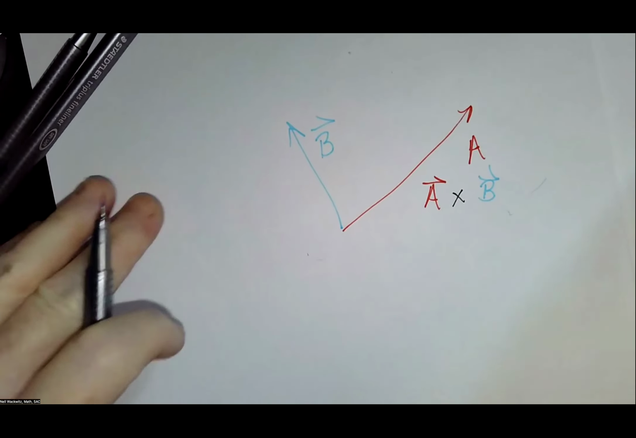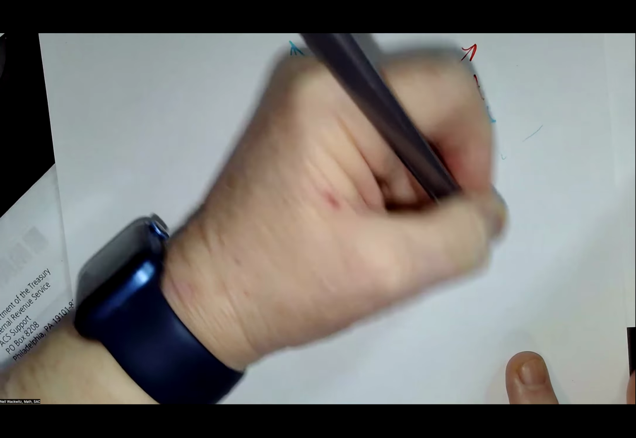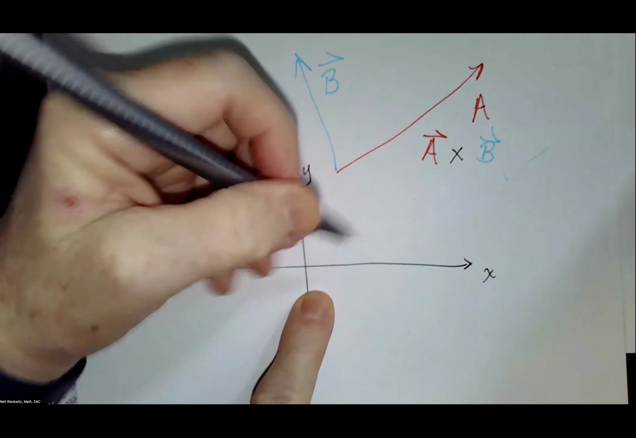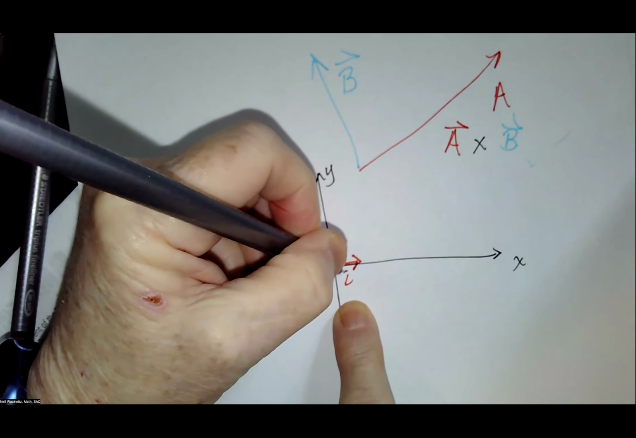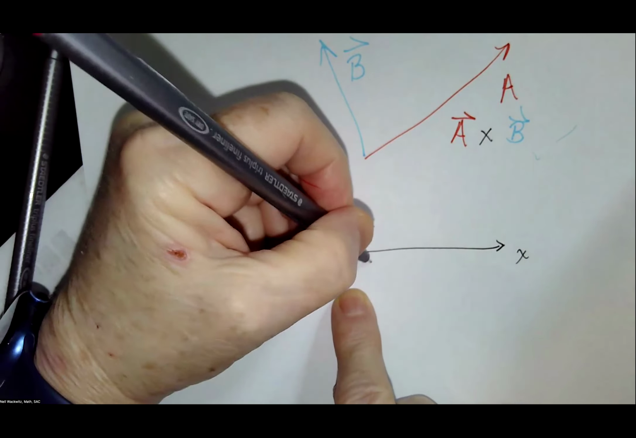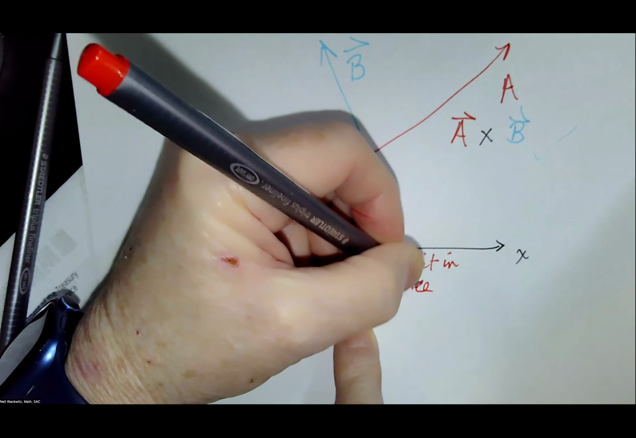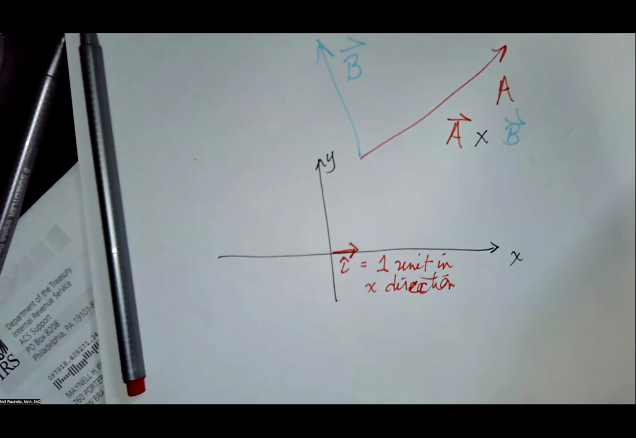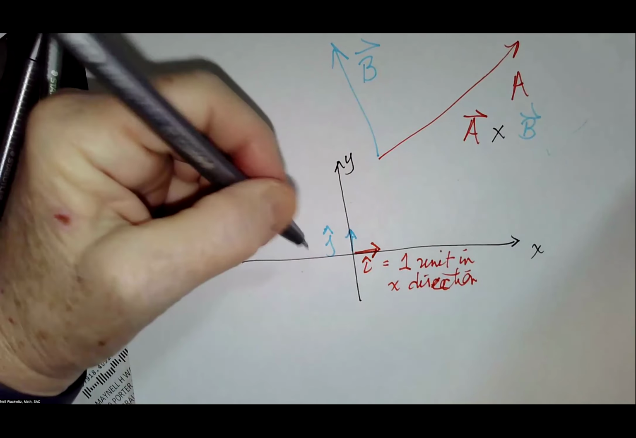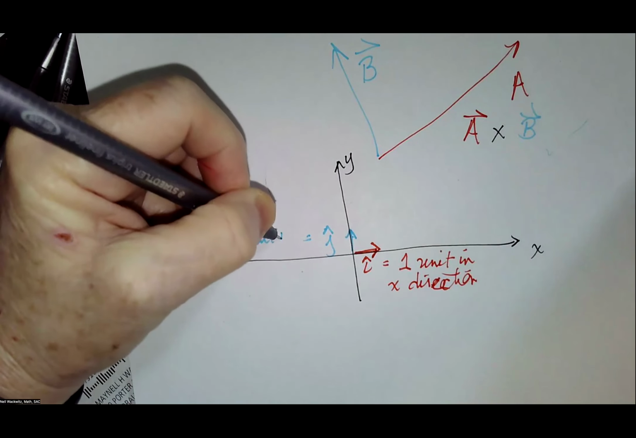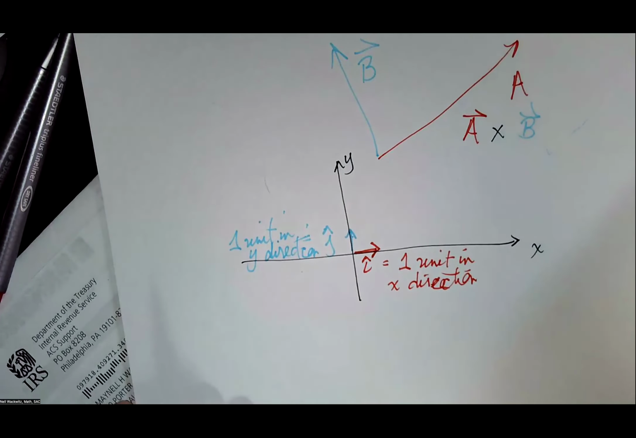And a thing that's really pretty to do, so remember that we had a unit vector i, which was 1 unit in the x direction, and a vector j. Unit vectors always have these little hats. j is 1 unit in the y direction. You can see that i and j are vectors.